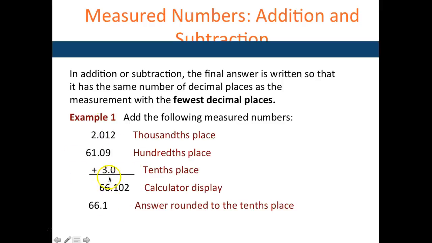So you add them up as is. This is your display, but your answer should be rounded to the tenths place, because that's the least of what you have in the number 3.0. So you will record your final answer as 66.1.